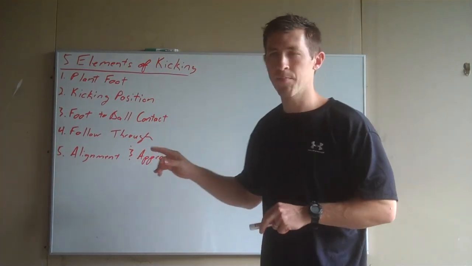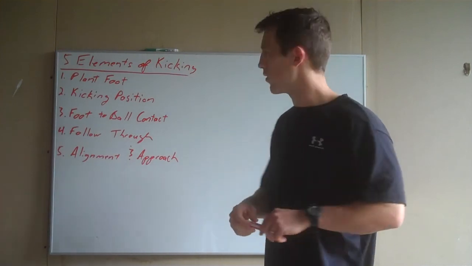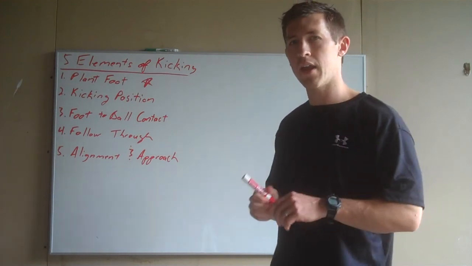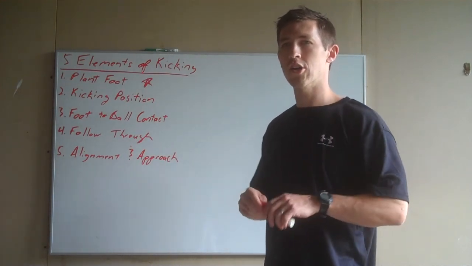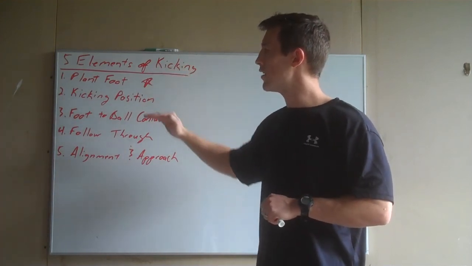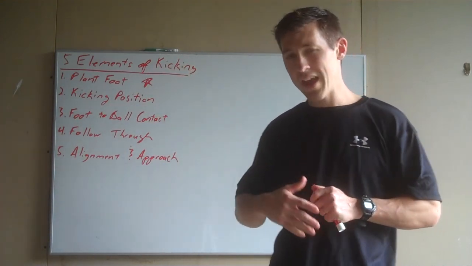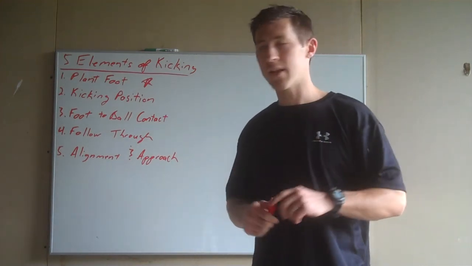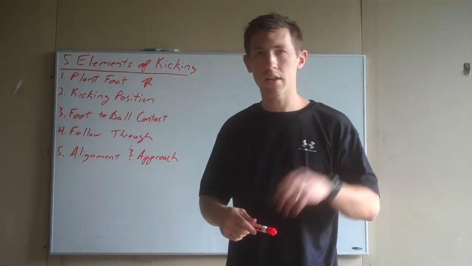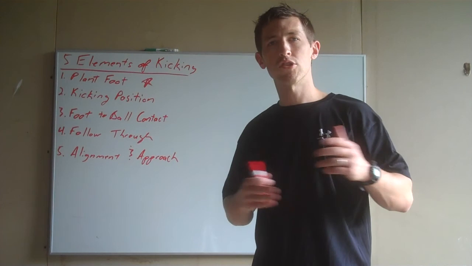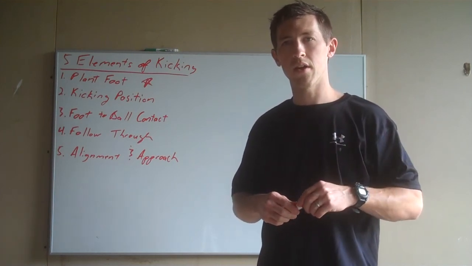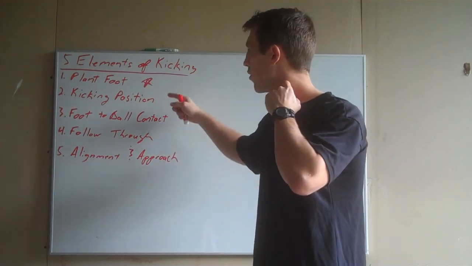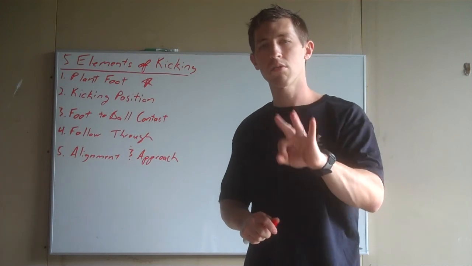As you see right here behind me, I have the 5 elements of kicking listed. Today we're actually going to be talking about the plant foot. But before we get into that, basically what we're doing in a differential diagnosis is systematically working through each of these five elements and figuring out did we do that thing right, or did we do it wrong, or what exactly happened. So for example, number one, we look at the plant foot. Was my plant foot too wide, was it too narrow, and then we go from there. If the plant foot was good, then we know that's not the problem, and we move on to the kicking position, which is coming up in episode 3.